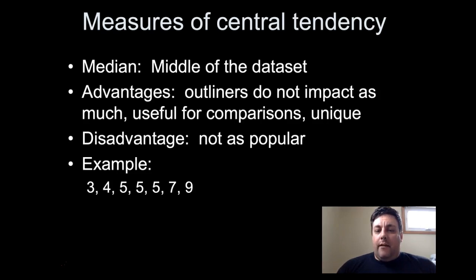And if we were to take that same cluster of 7 numbers, 3, 4, 5, 5, 5, 7, and 9, because this is an odd number of values, it's simply the number that's in the middle, and in this case, the number that's in the middle is 5. So this set of values has the same mode as it does the median.